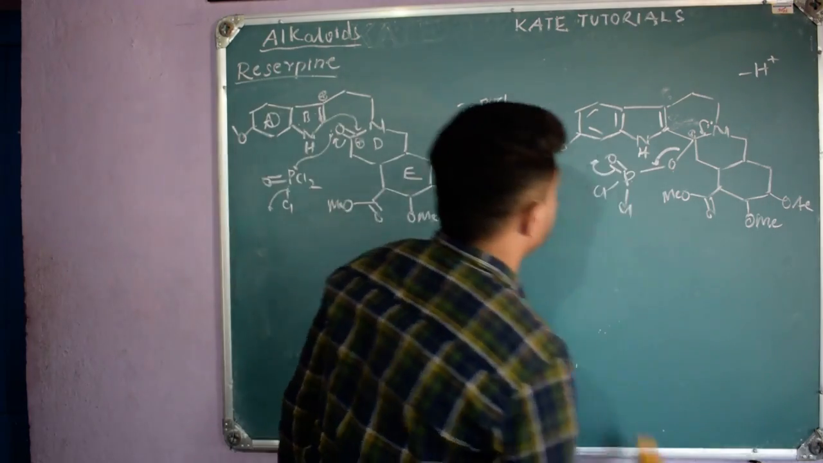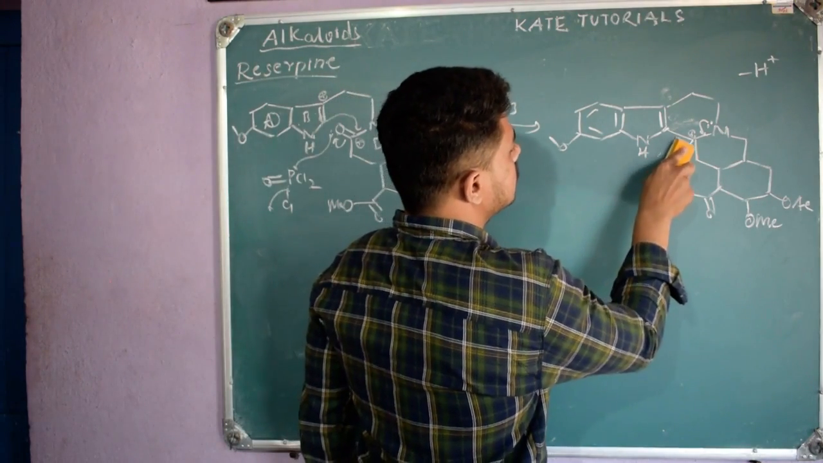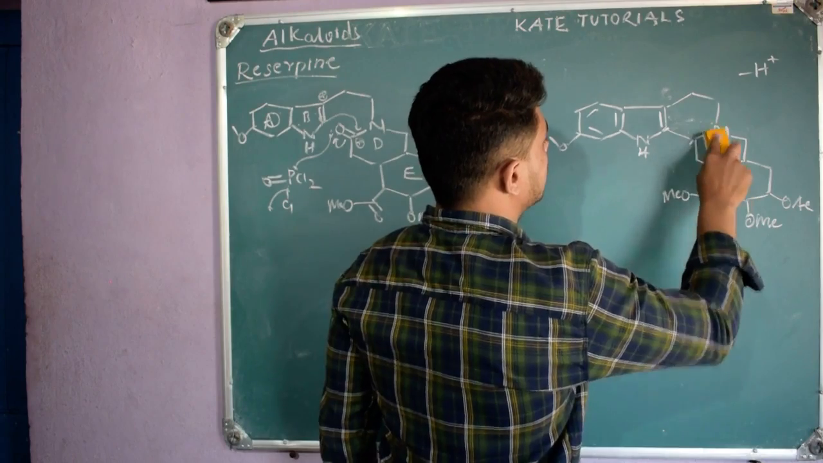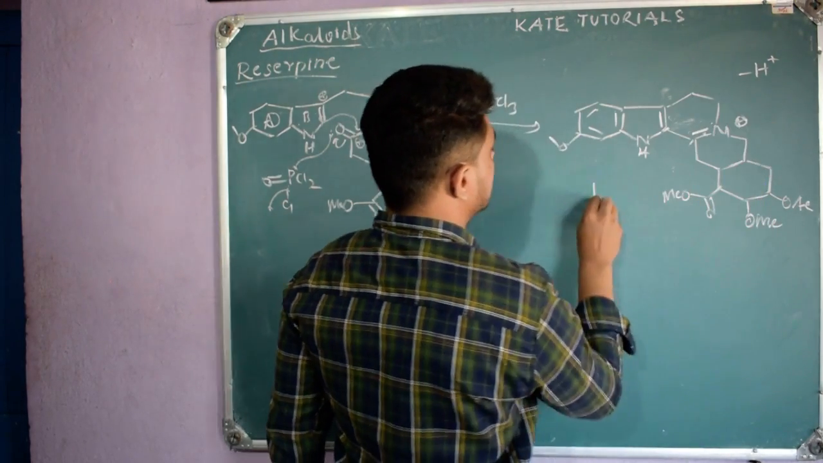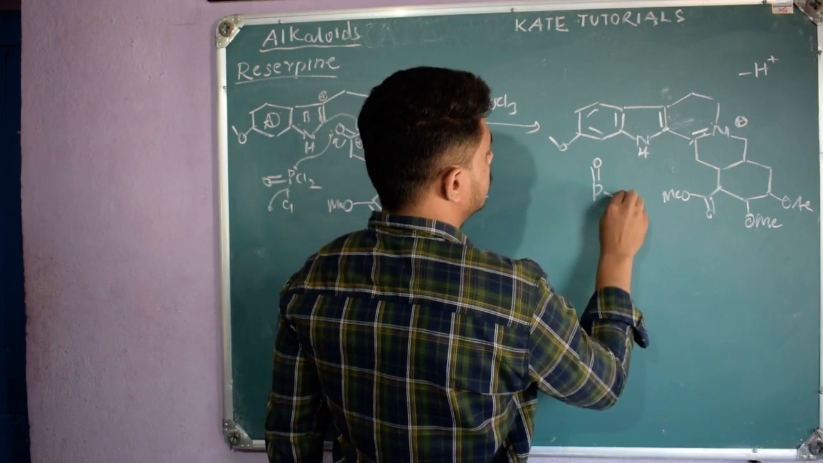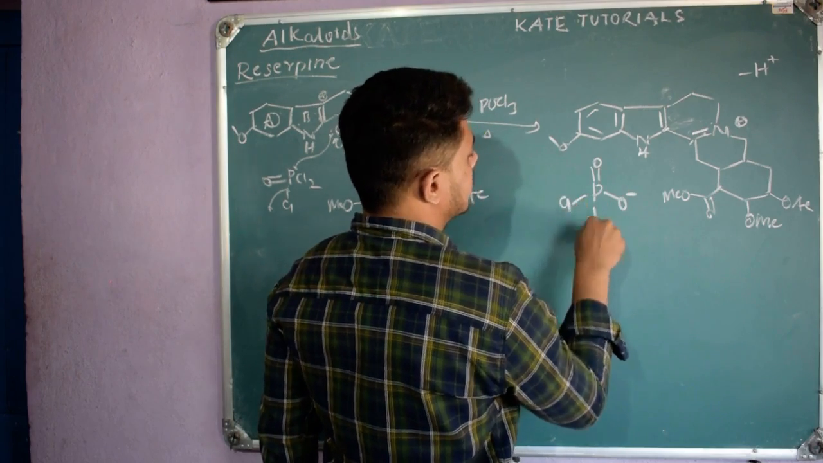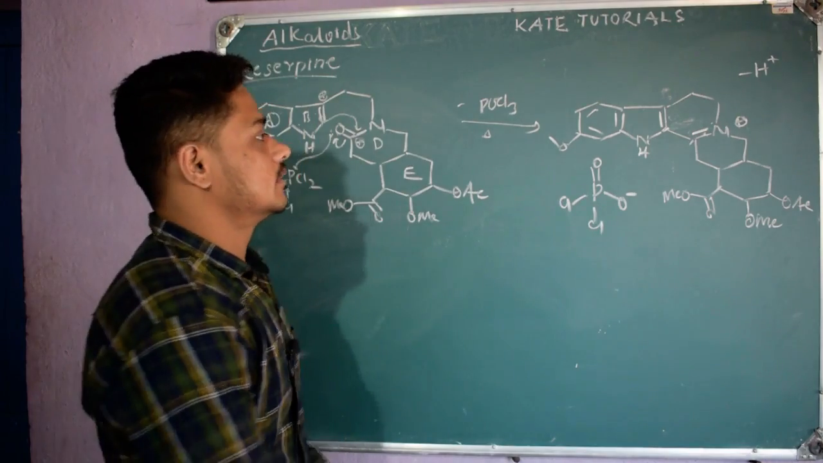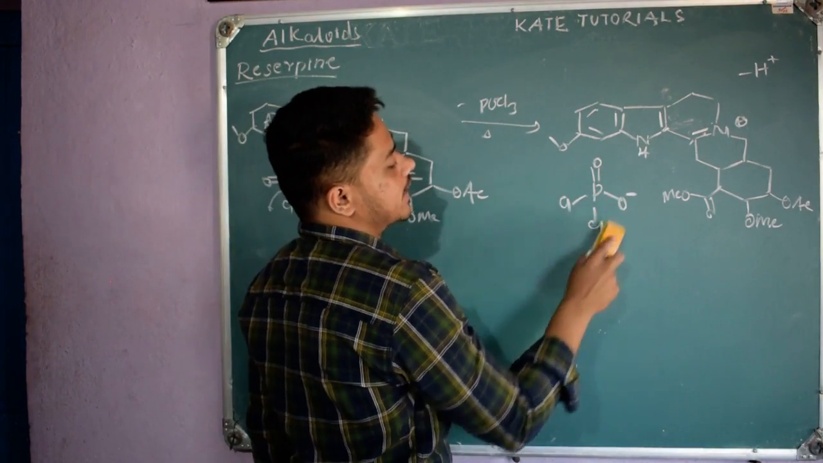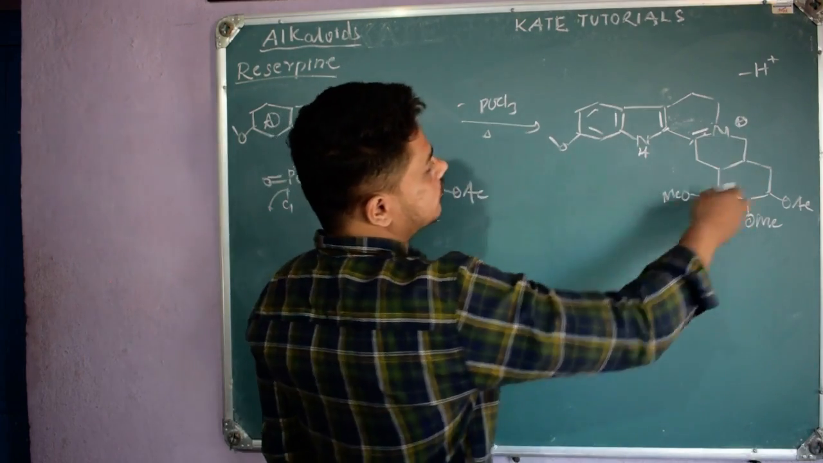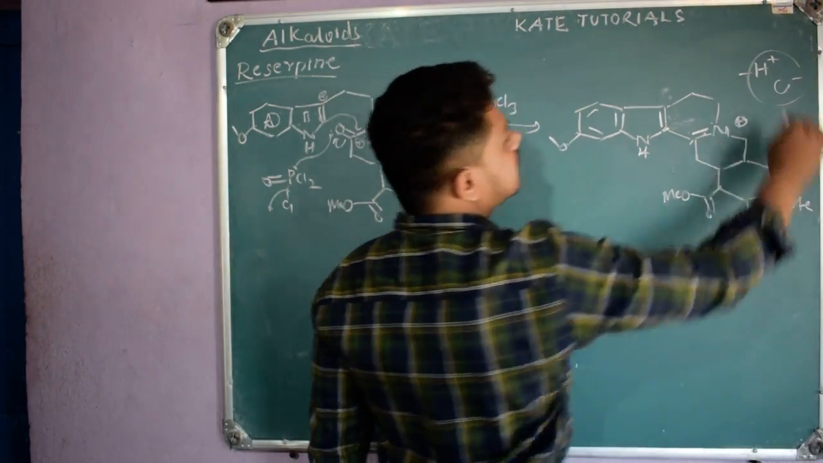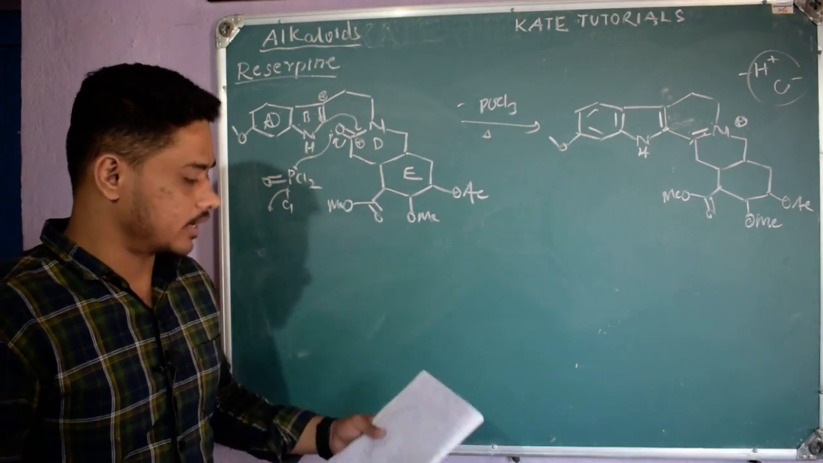Let me write here only. So what we will get? So we will get a double bond here like this, and nitrogen gets positive charge, and here there will be P double bond O minus, Cl and Cl. This compound we get as soon as it takes that oxygen, O minus, right? And here one Cl will be there, we can show it like Cl minus, H plus, HCl also, you can show it, right?